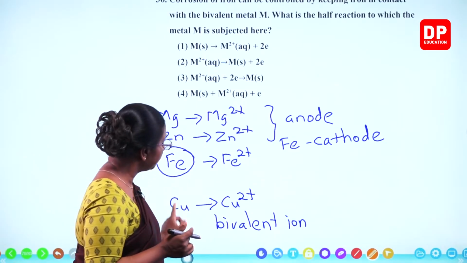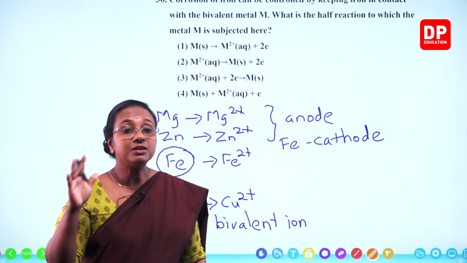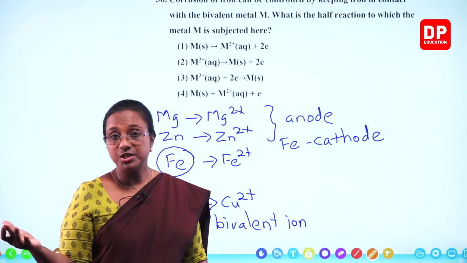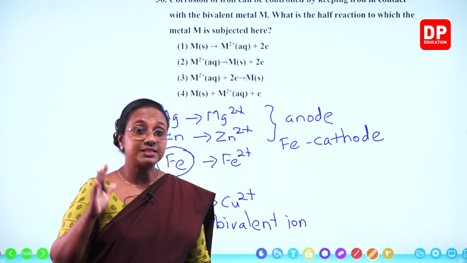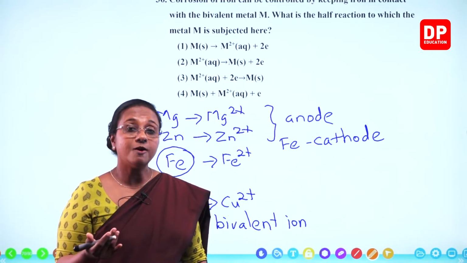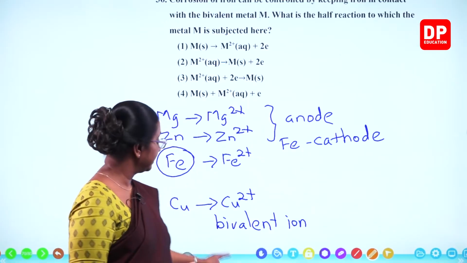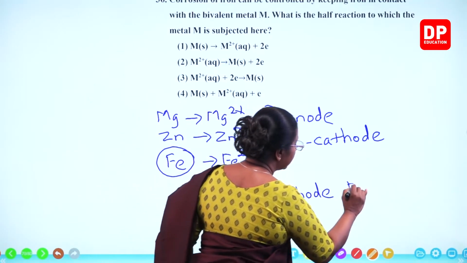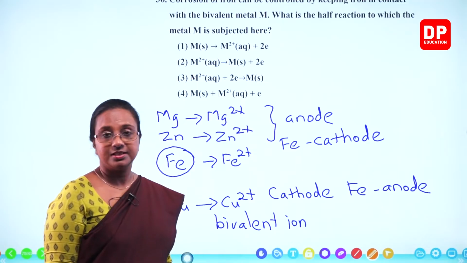But if you try to protect it with a copper coating, then what happens? Until the copper coating is there, there is no contact of iron with oxygen or moisture in the environment, so there will be no rusting. But if the copper coating is scratched and iron is exposed to oxygen or atmospheric air, then of course the rusting process will be accelerated. What is the reason? Here copper will act as the cathode and iron will act as the anode. So iron will undergo rusting.